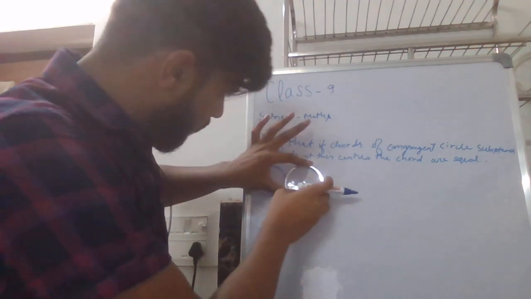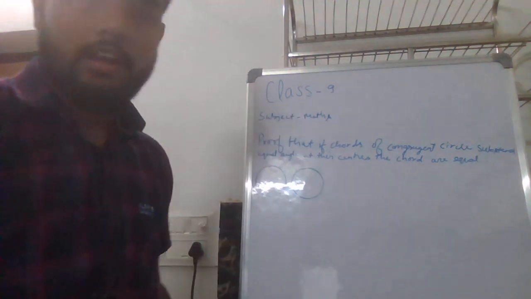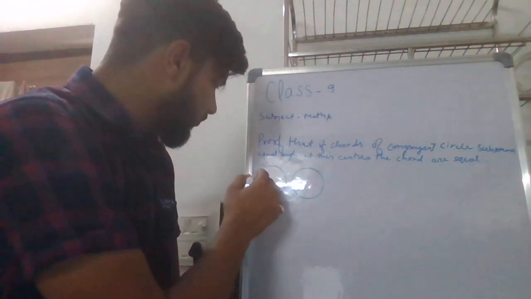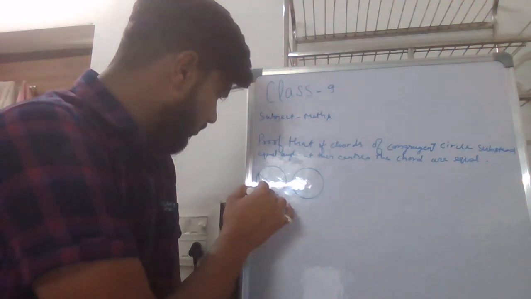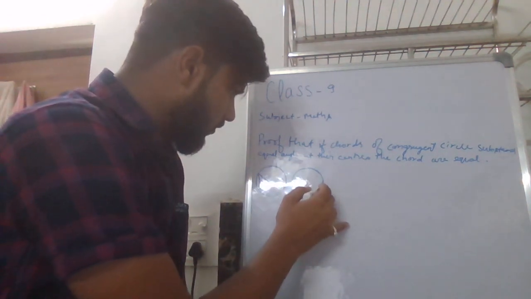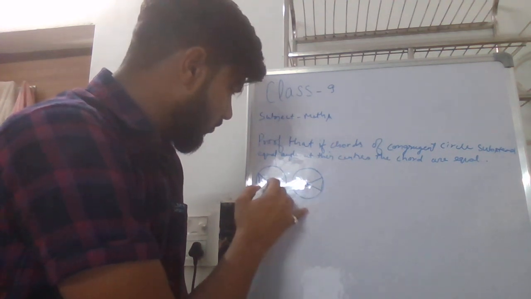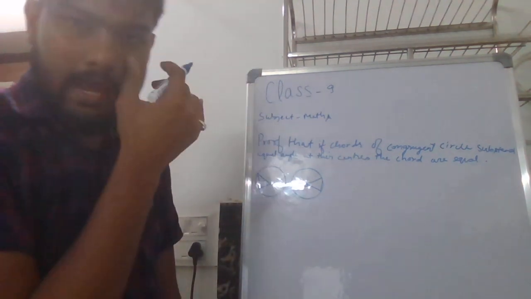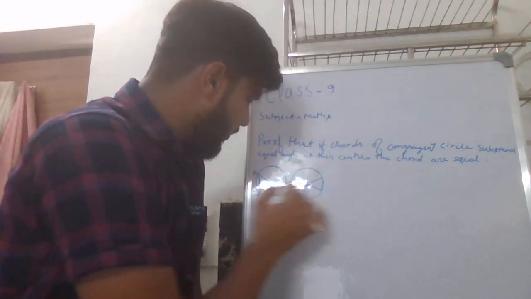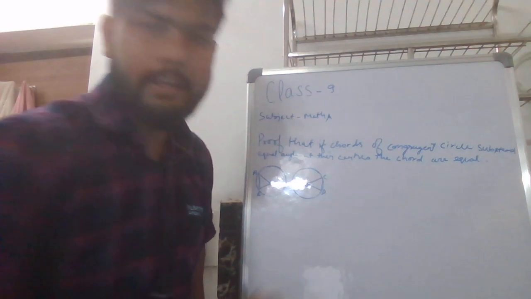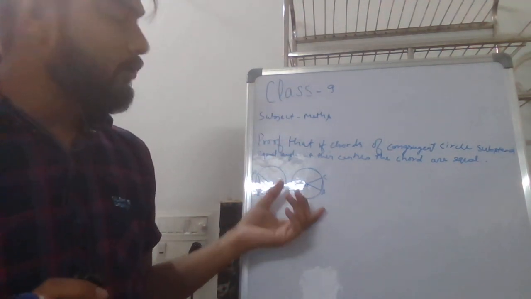Okay, so like this, and then I will draw one chord. Like this will be the O point. And we can name this as A, B and C, D. Okay, so now you have to tell me what we need to prove here.